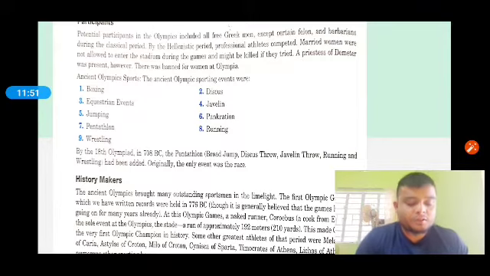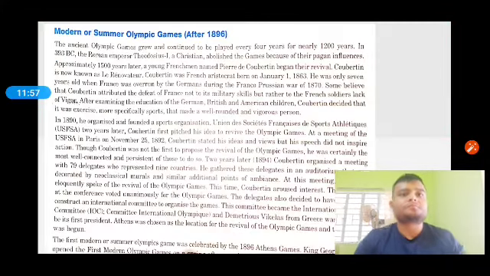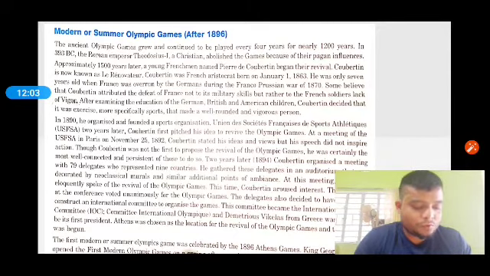Now, modern or summer Olympic games. In modern times, after 1896 we consider it modern. So what were the changes? The ancient Olympic Games grew and continued to be played every 4 years for nearly 1200 years. In 393, remember, it was banned by the Roman Emperor Theodosius.